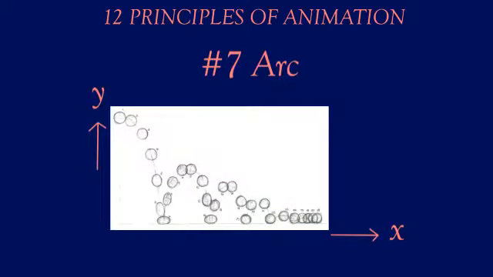Next, here's the seventh principle, arc. Arcs increase the realism of the subject's action, as almost all lifelike objects tend to follow curved paths rather than straight lines. For example, a bouncing ball with an arc has some displacement on the x-axis. The speed on the x-axis does not vary with time, but on the y-axis, it varies with time. There is a gravitational free fall.